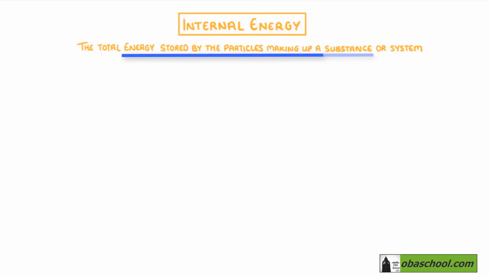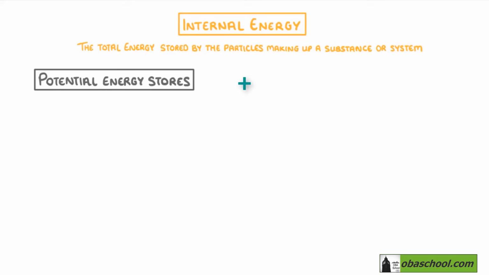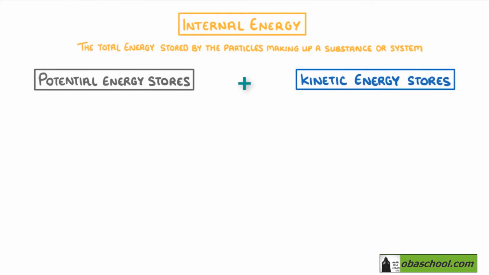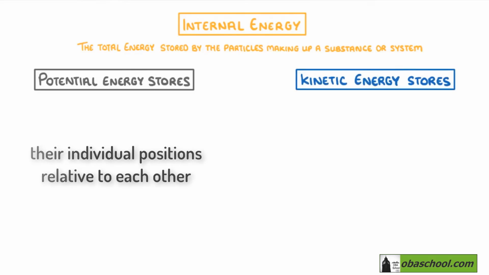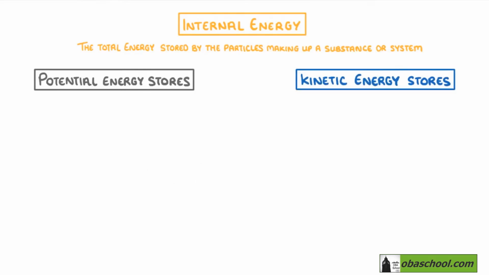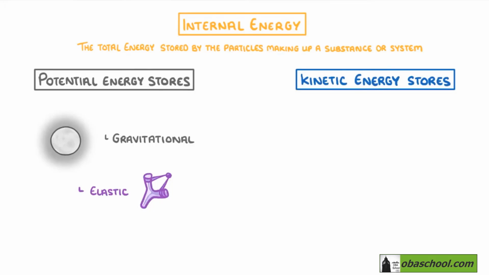The energy stored by the particles of a substance is called the substance's internal energy. It is the sum of the potential energy and the kinetic energy. The potential energy of the particles here is related to their individual positions relative to each other. And as you know, the potential energy can be either gravitational or elastic, but they are both not really related to temperature, so we can ignore them.